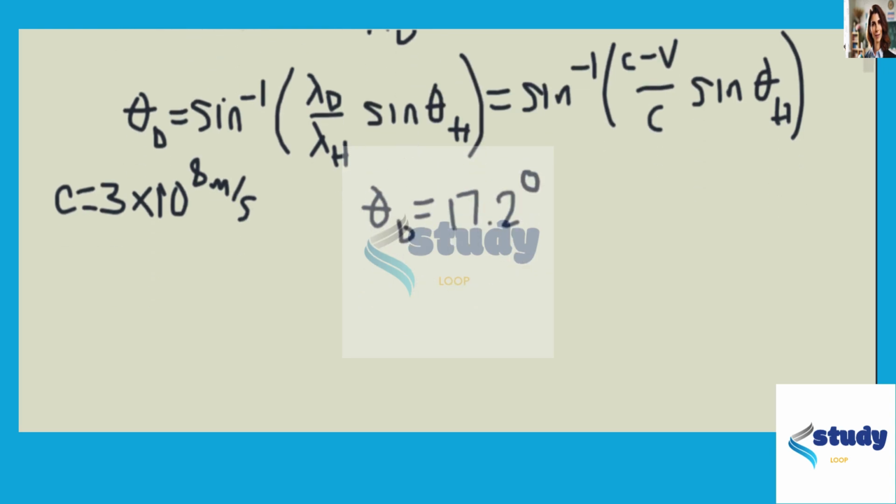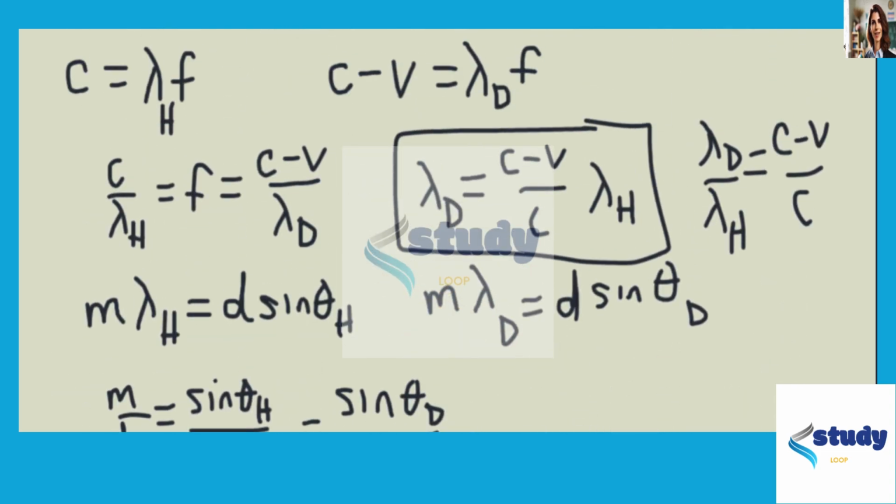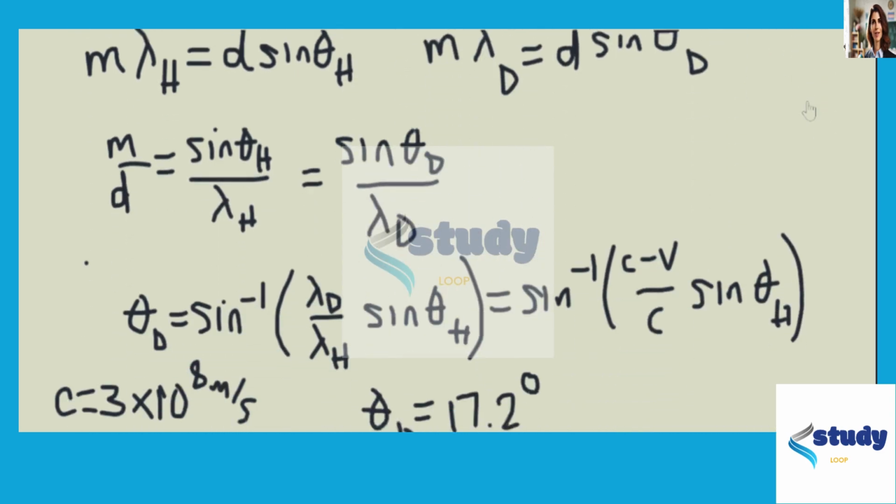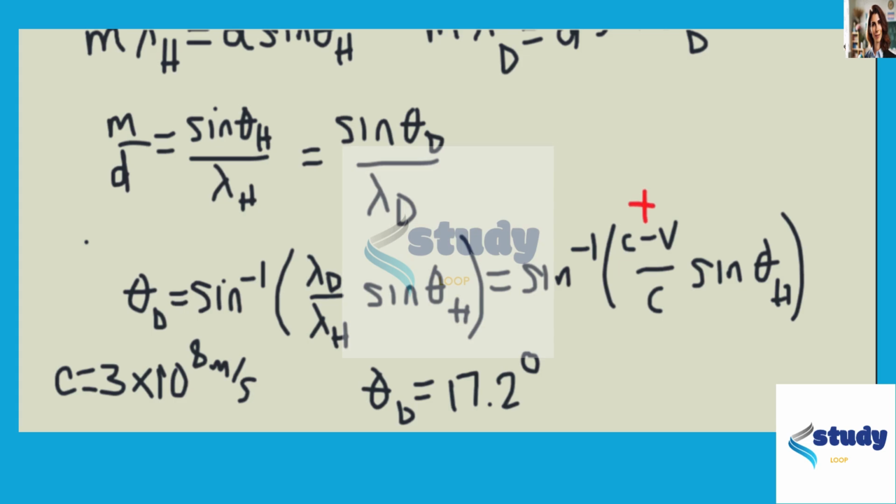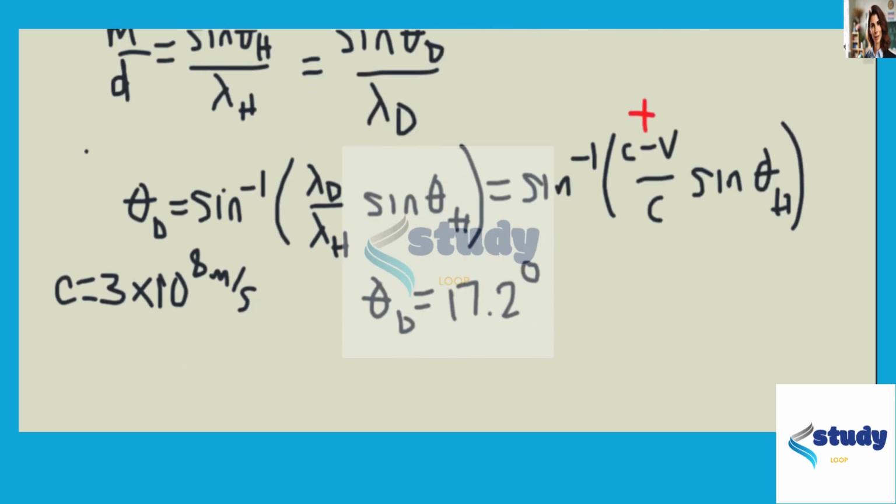Now, what's written in Numerade is 20.7, I mean, really 20.6 degrees. And how you get that answer is that you change this C minus V to C plus V. And so we'd have plus here. That will give you the 20.6.